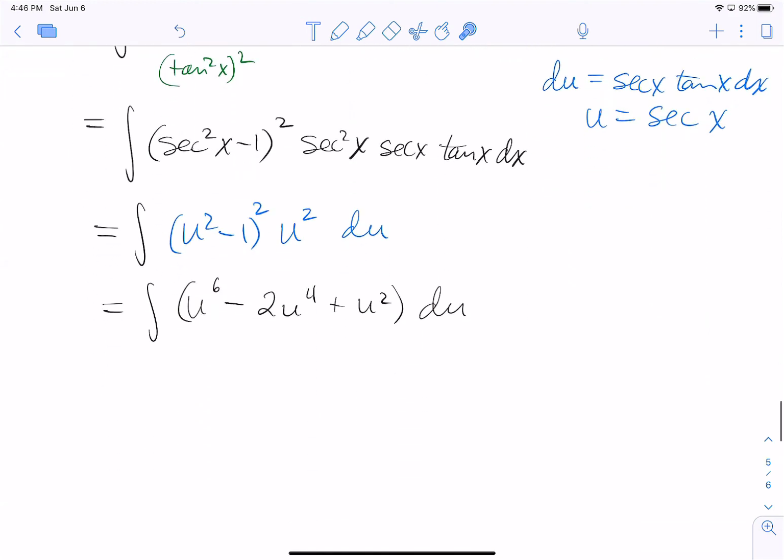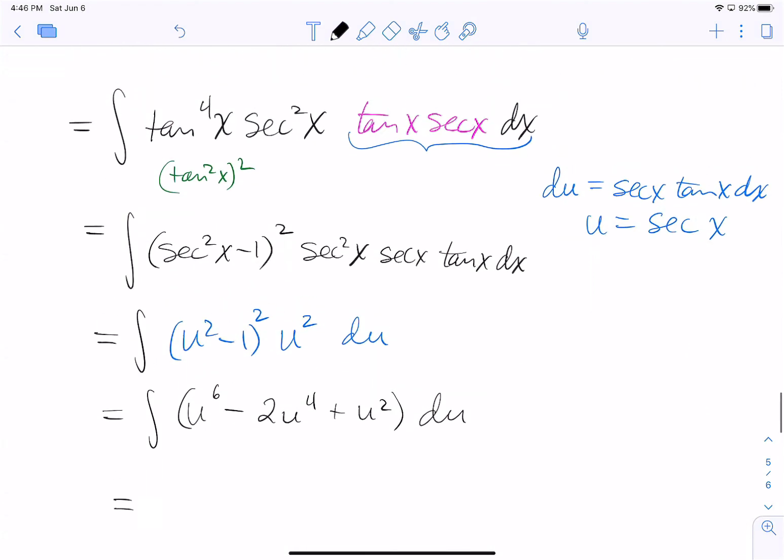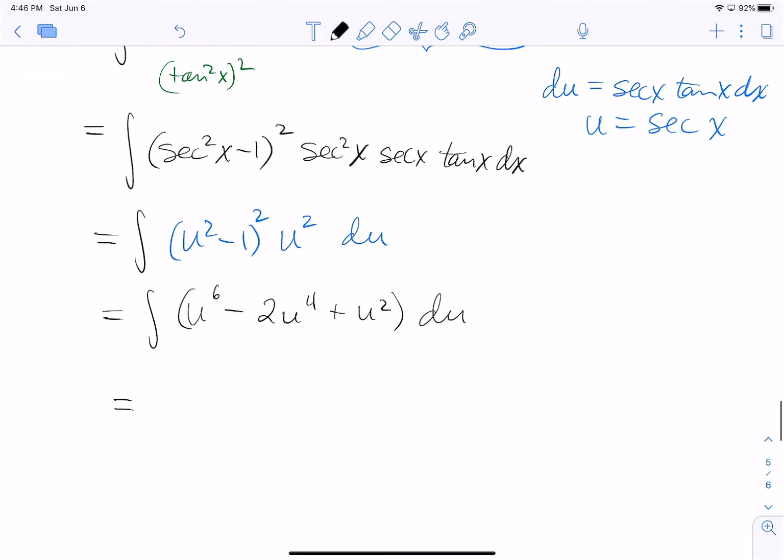Simplifying the integrand, we get the integral of u to the 6th minus 2u to the 4th plus u squared du. We're going to integrate using the power rule. I don't want to write down 2 more lines though. We know that u is equal to the secant of x. And so instead of writing 1/7 times u to the 7th, I'm going to write down 1/7 times the secant to the 7th of x. Likewise, minus 2/5 times the secant to the 5th of x plus 1/3 secant cubed of x plus c.